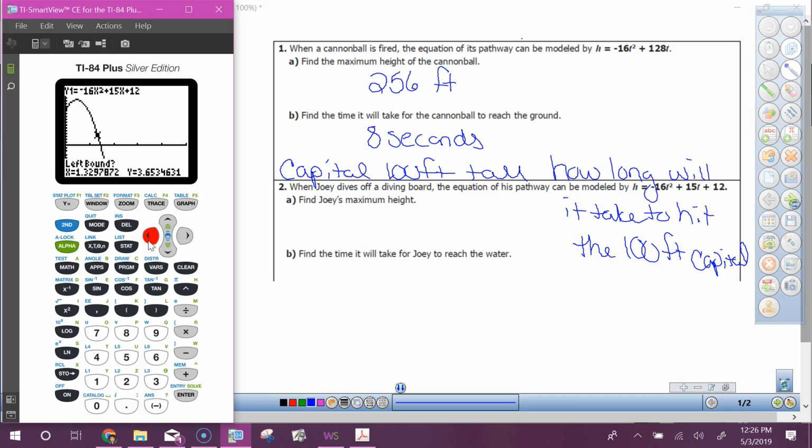Wait, what's our 82 and 83? Okay. Number 4 and number 7 is where you're going to have to use your trace feature.